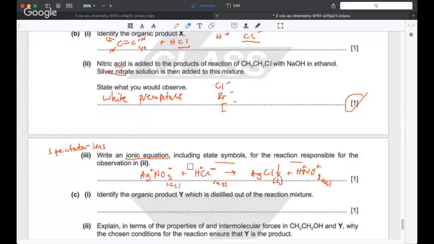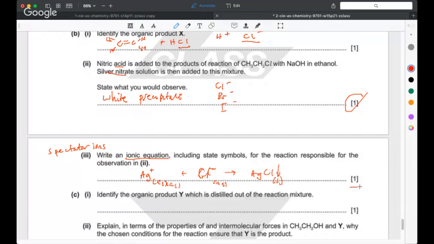So these are the spectator ions. The spectator ions are the same on this side of the equation and on this side of the equation. So that spectator ion isn't doing anything, and we can ignore them for the purposes of this equation. The ionic equation removes the spectator ions and just focuses on the ions that are involved in making the precipitate. You've got silver ions that are aqueous, chloride ions that are aqueous, and they make the silver chloride precipitate, which is a solid.